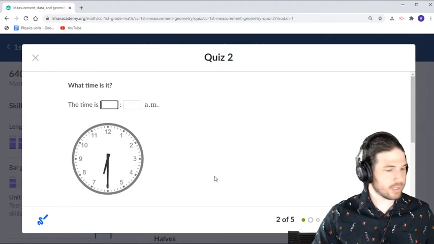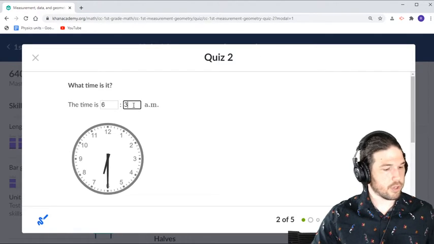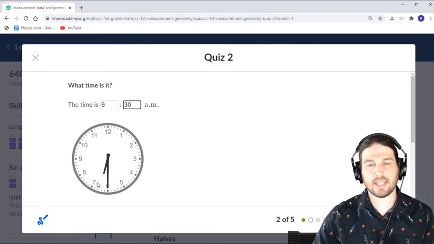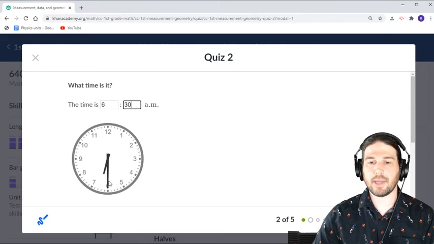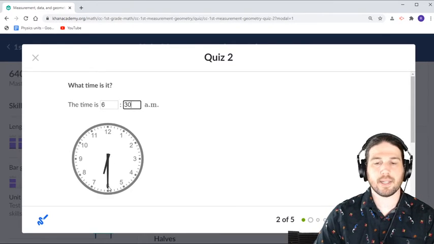The time is 6:30, right? It's in between the 6 and the 7, which means it's always 6 until it hits 7, and the big hand is halfway across. Half of 60 minutes is 30 minutes.